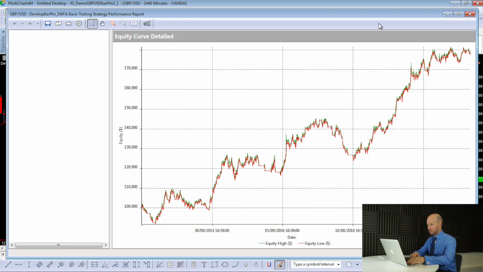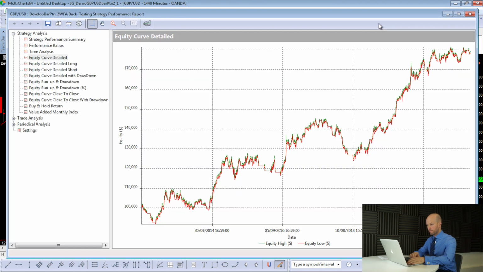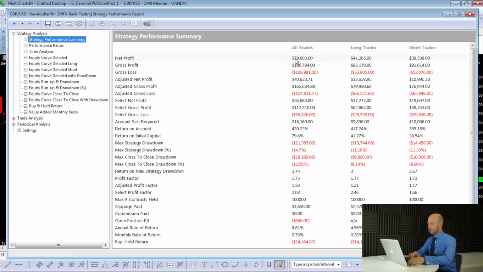So let's have a look at the equity curve. And that's the equity curve. And that's pretty nice. Sure, there are some drawdown periods, but it's a really nice uptrending equity curve, especially for such a simple strategy. Almost 10 years, we're making almost $80,000. That's pretty good.